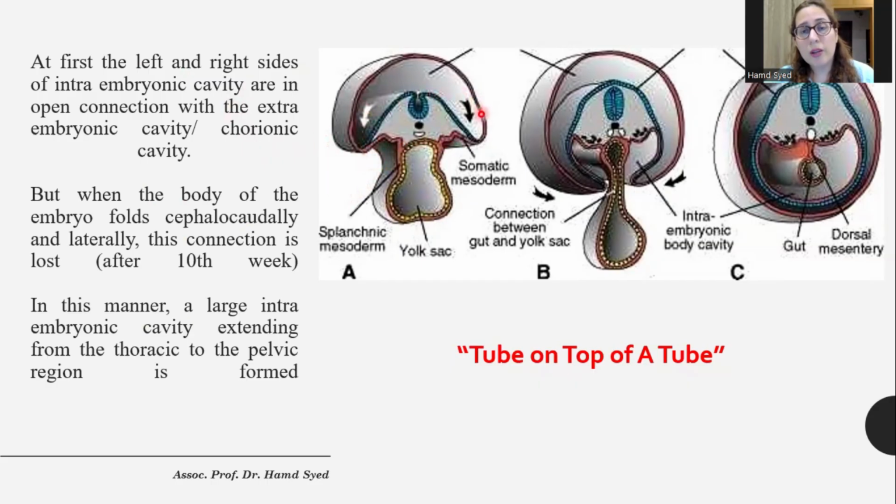The arrows are showing the direction of movement of the lateral body wall folds. And as they approach each other towards the midline, you can see this folding of the embryo is eventually going to cause a closure of the ventral body wall.